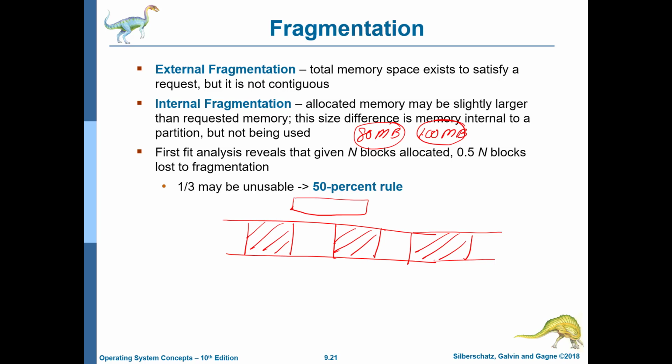So if you're looking at the first fit analysis, it can be theoretically proven that if there are n blocks allocated, n by 2 blocks will be lost to fragmentation; 1/3 may be unusable. This is known as the 50% rule. So you will see many similar mathematical results for best fit, worst fit, first fit. In the late 70s, early 70s, this used to be a fairly active area of research, but ever since virtual memory has come, this area has kind of become outdated. So that's the reason I am also not going into this in great detail.